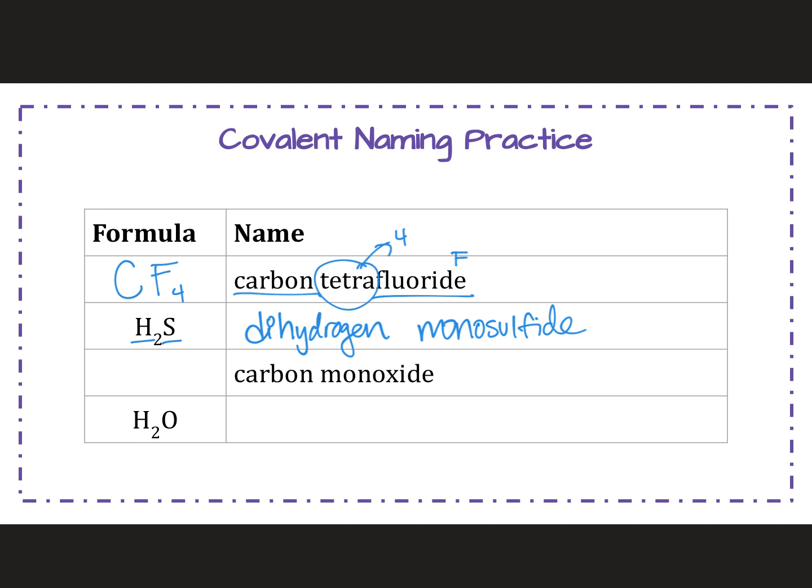Remember, we only use that prefix mono if we're dealing with the first element in a compound. Carbon monoxide is a good example of that. So carbon doesn't have a prefix, even though it's just one carbon atom. It's the first element, so we're going to leave mono off. However, we have monoxide, and that's a single oxygen atom. So we do need to include that in our formula.